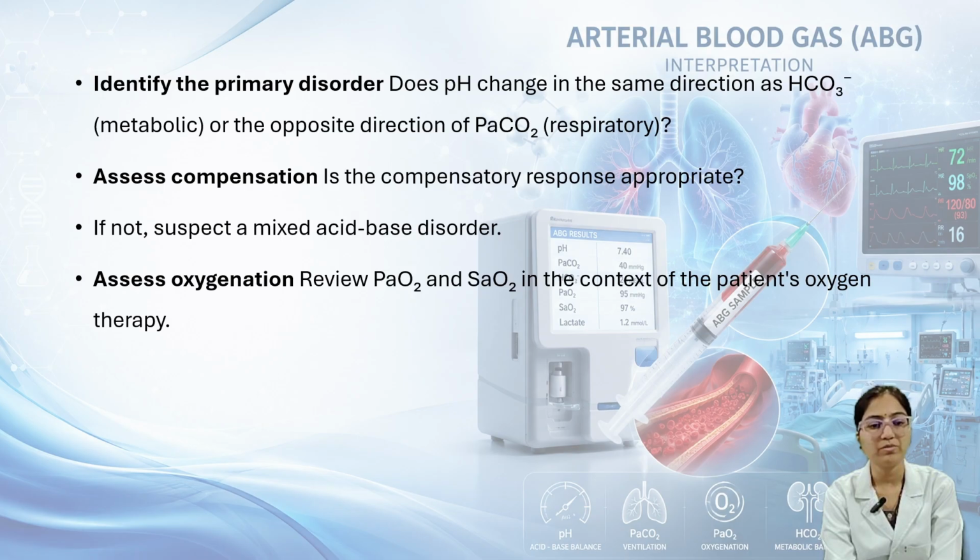Then identify the primary disorder. Does pH change in the same direction as bicarbonate, or in the opposite direction of respiratory? You need to observe that direction: same is metabolic, opposite is respiratory. Assess compensation. Is the compensatory response appropriate? If not, suspect a mixed acid-base disorder. Then assess oxygenation: review partial pressure of oxygen and oxygen saturation in the context of the patient's oxygen therapy.